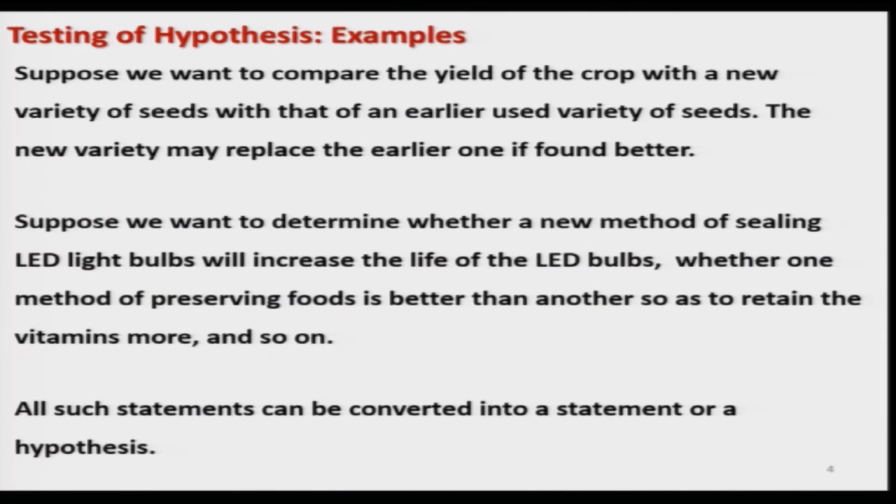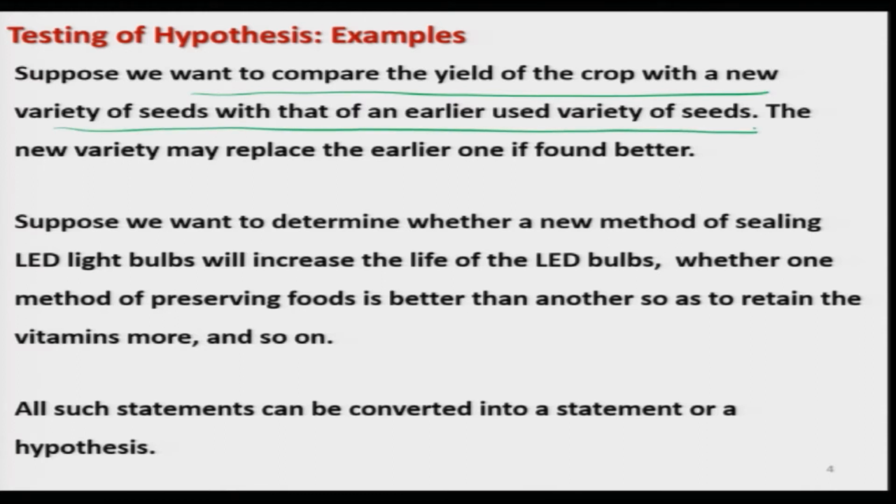Suppose we try to take one more example, and let us try to understand that suppose we want to compare the yield of a crop with some new variety of seeds with that of an earlier used variety of seed. So, there is a new variety of seed that claims that it can increase the yield of the crop. Now, in case the new seeds are better, then they are going to replace the earlier seeds, otherwise not, right.